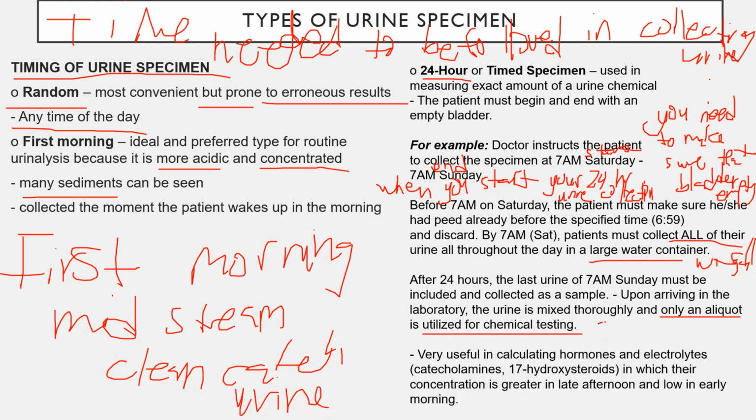So let's say, class, the patient was able to collect 3 liters of urine in 24 hours. You will just get a portion, let's say maybe 5 ml out of 3 liters. So this is very useful in calculating hormones and electrolytes such as catecholamines and 17-hydroxysteroids, in which their concentration is greater in late afternoon and low in early morning.